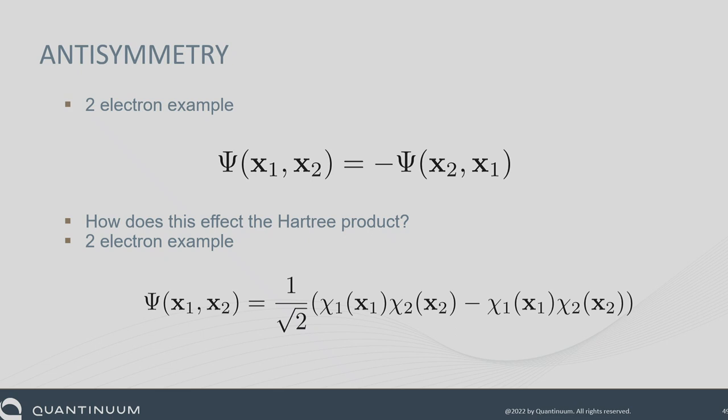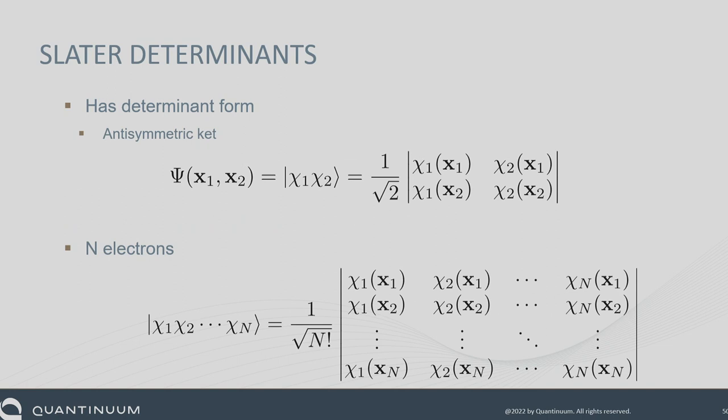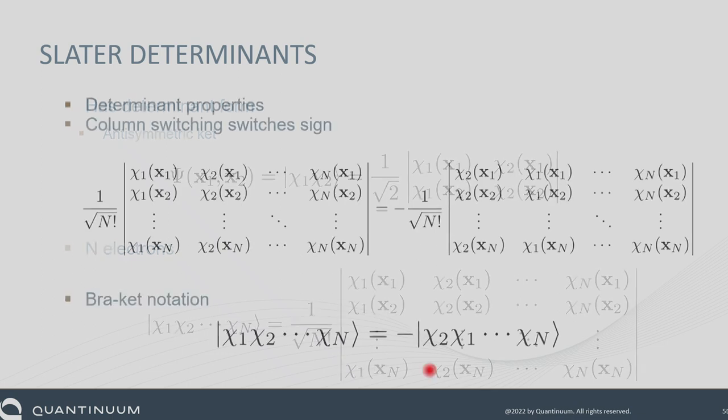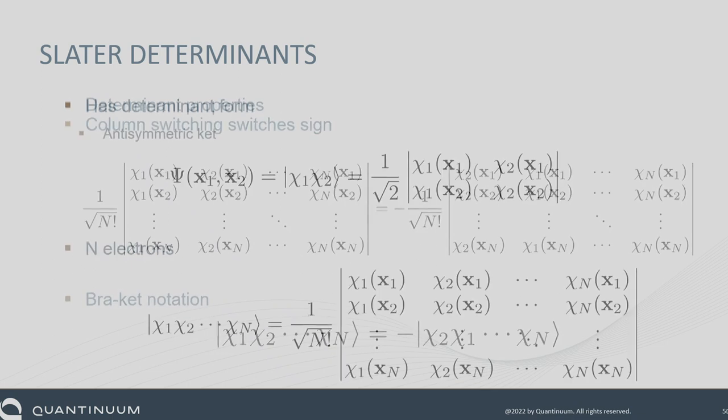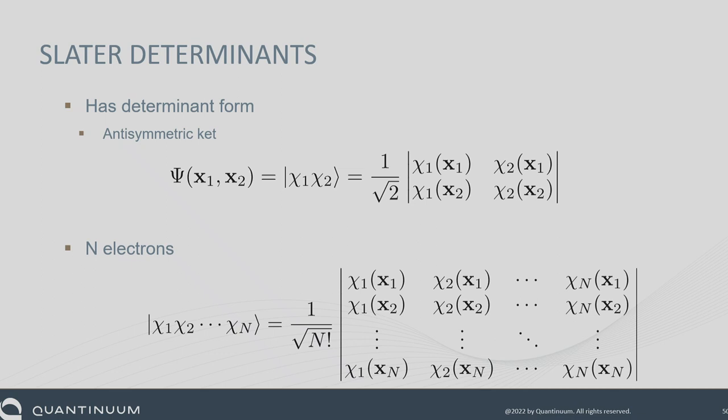That should be, sorry, there's a mistake here. That should be two, so these x's should be swapped. But basically, you see you have this swapped over term, which is the exchange. And that can be very neatly expressed as a determinant. So if you take the determinant of this, you'll then get this, and you get the equation from the previous slide.